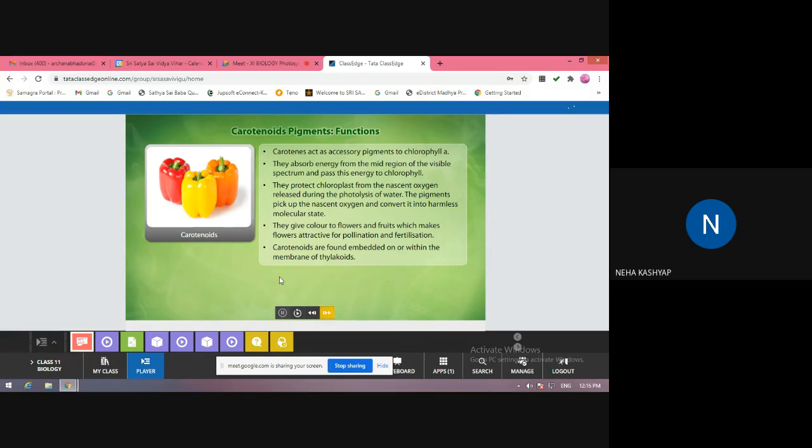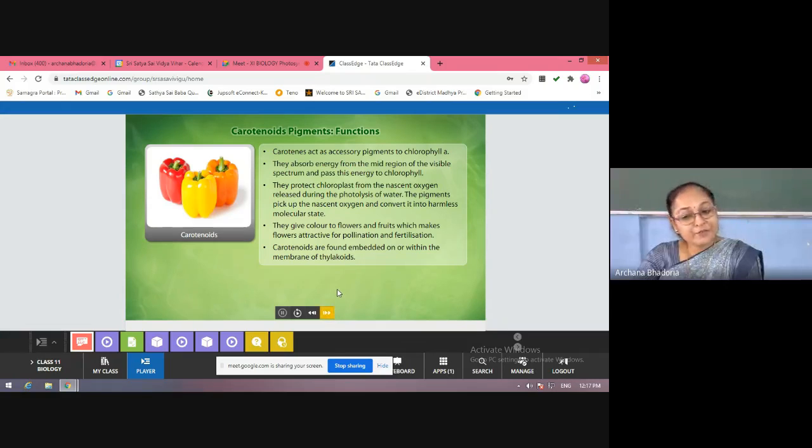They protect chloroplasts from the nascent oxygen released during the photolysis of water. The pigments pick up the nascent oxygen and convert it into harmless molecular state. They give color to flowers and fruits, which makes flowers attractive for pollination and fertilization. Carotenoids are found embedded on or within the membrane of thylakoids. Thylakoids. So I hope everyone has understood that carotenoids, they are the accessory pigments.